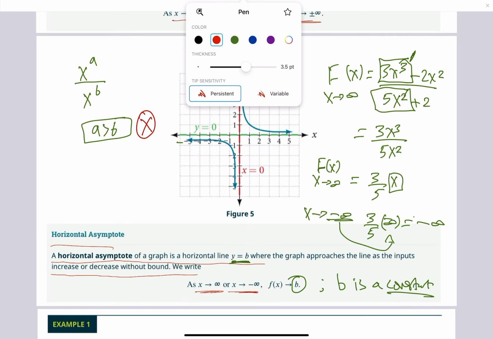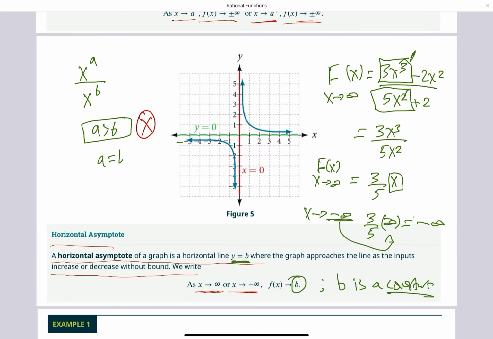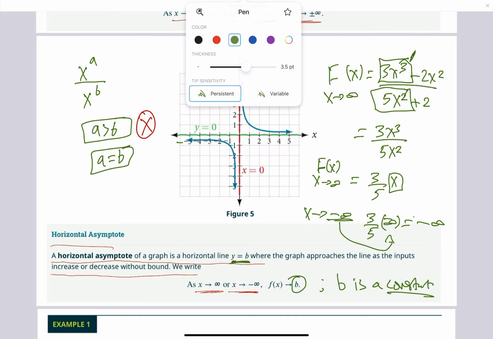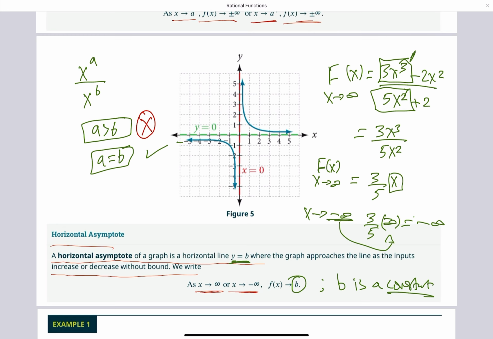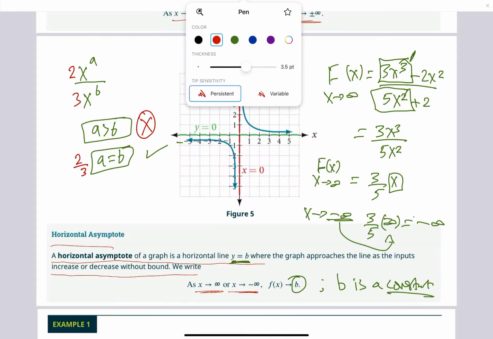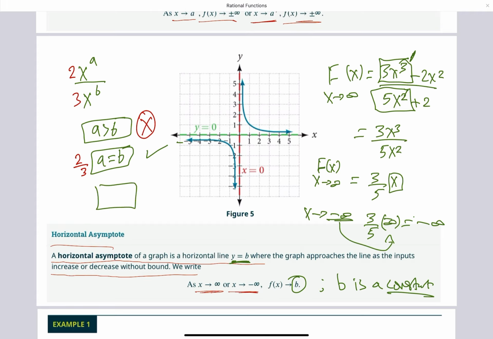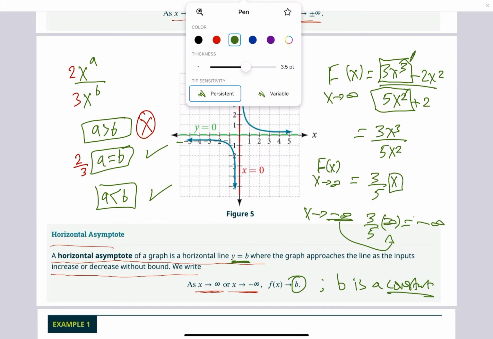If a equals b, that means you do have a horizontal asymptote, and it depends on the coefficients of the numerator and the denominator. Let's say this is 2 and this is 3, and this would simply be 2 over 3, since x^a and x^b would cancel out. Now, what if b is greater than a? That means you do have a horizontal asymptote, and it's always equal to 0.